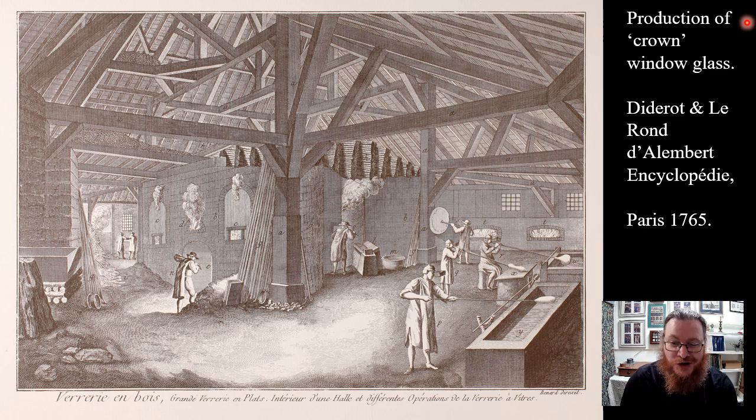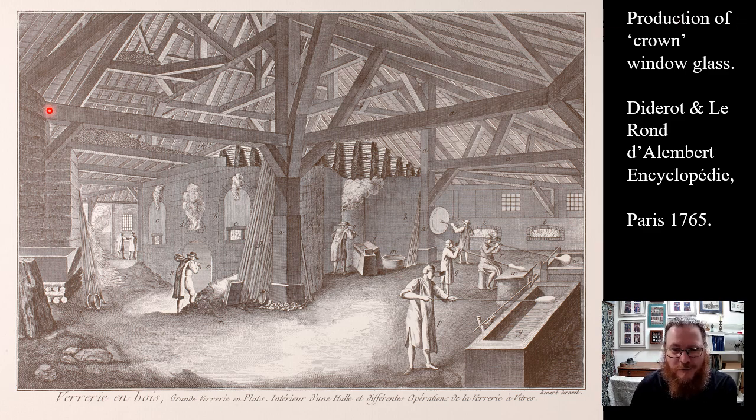Now, the illustration I'm going to use to describe the processes of making crown glass dates from the 18th century and is a wonderful engraving from Diderot and Jean le Rond d'Alembert's Encyclopédie, printed in Paris in 1765. Although it's an 18th century illustration, all the processes are identical to those used in the late Middle Ages. So it's a wonderful resource for us to understand those processes. And what we see here is the interior of a Parisian glasshouse in the 1760s, and it's not much different from those of the Middle Ages.